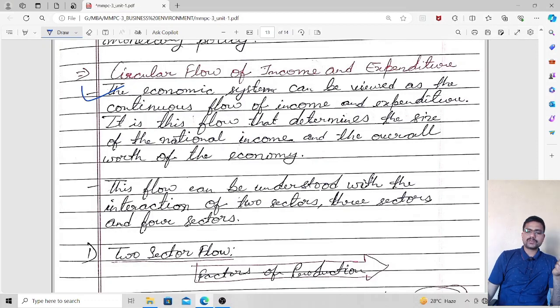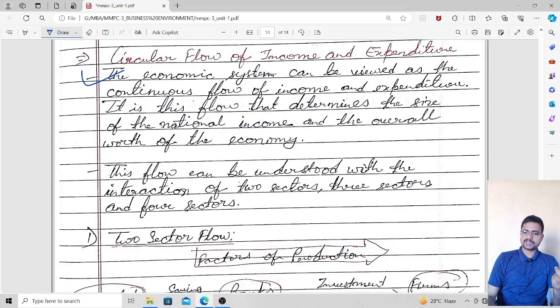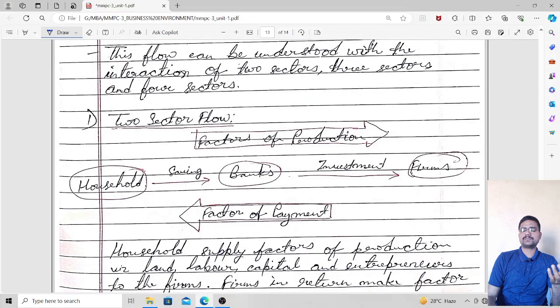So this flow can be understood with the interaction of two sectors, three sectors, and four sectors. Here it is only the interaction of different sectors in the economy. For example, in the economy there are many sectors, like the government sector, household sector, and firms. So how income and expenditure flows among these sectors can be understood here.